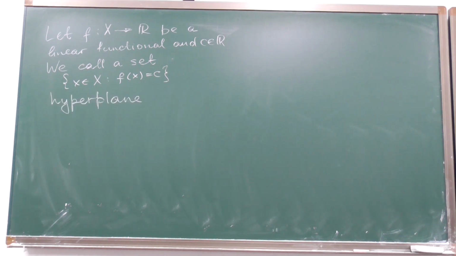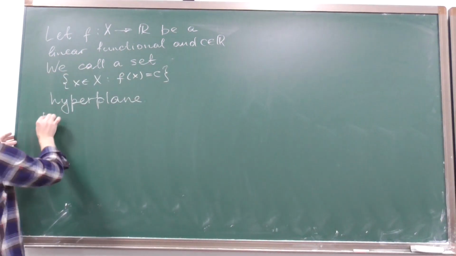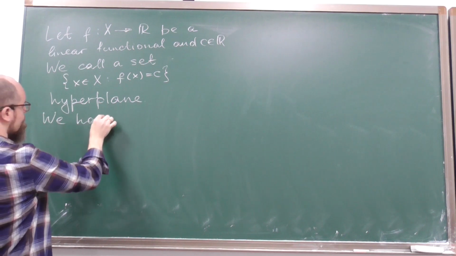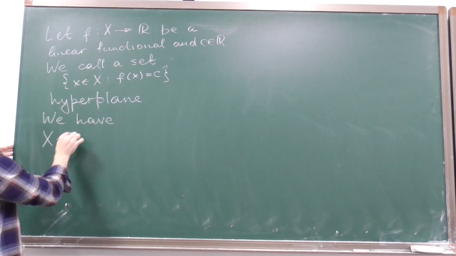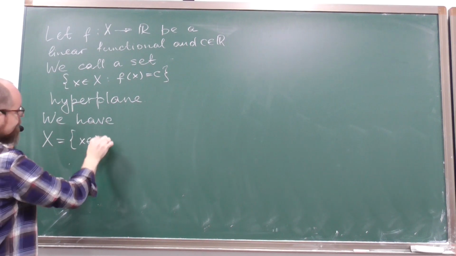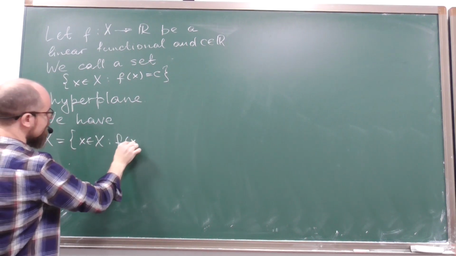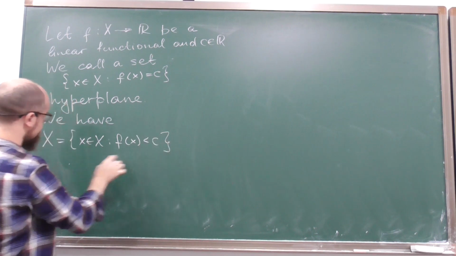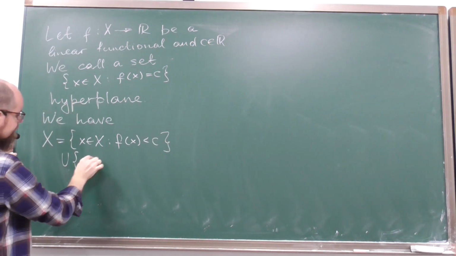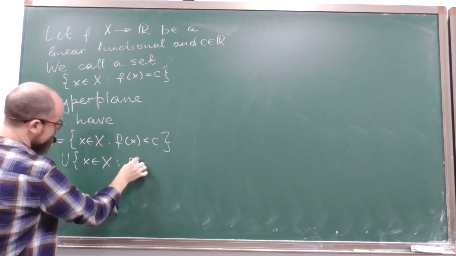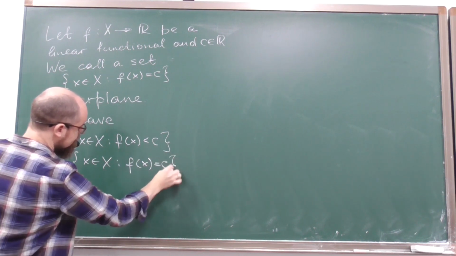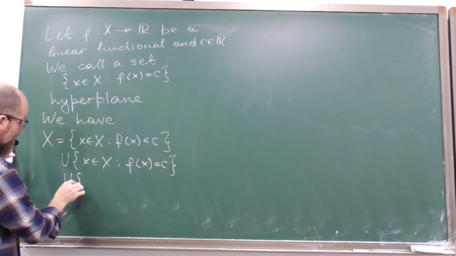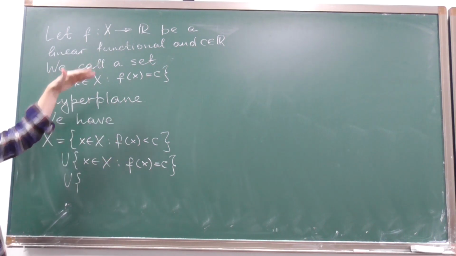As in this example in R3, the whole linear space X is split into sets. And we have that X equals all points from X such that f of x is less than C, union with the hyperplane, and union with all the points that lie above the hyperplane.